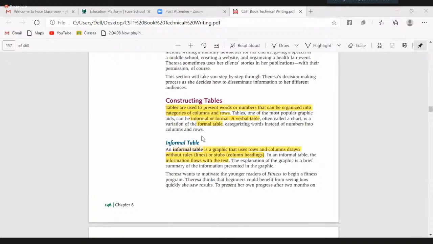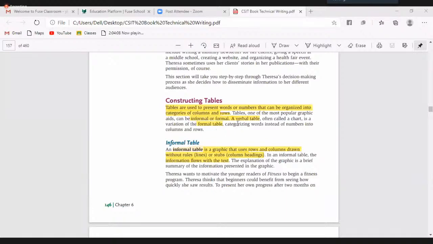If we use words, then that becomes a verbal table. That will be a verbal table, isn't it? And we can also use numbers. That is non-verbal. When we use numbers, that is a non-verbal table. Okay. So we can make tables in rows and columns. Rows are horizontal, and columns are vertical.